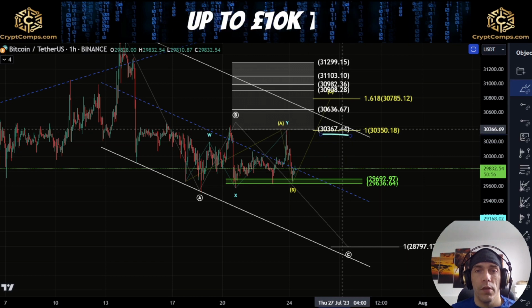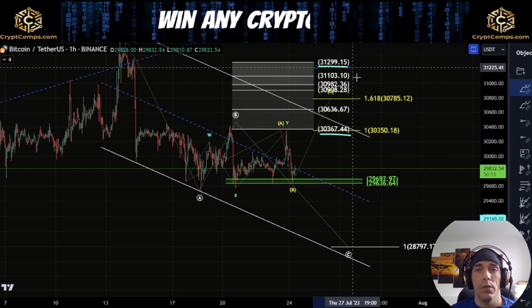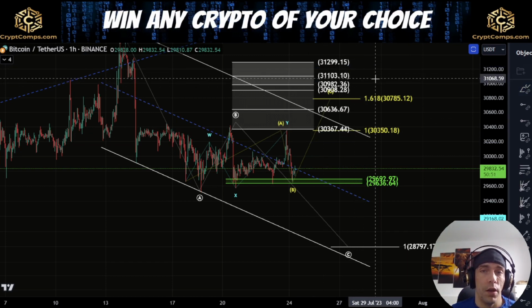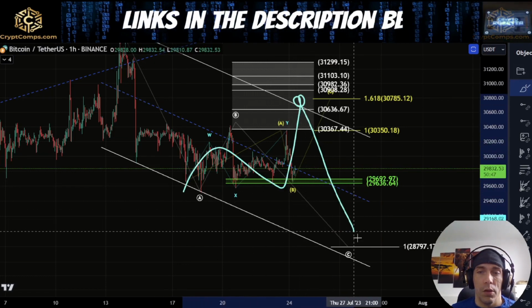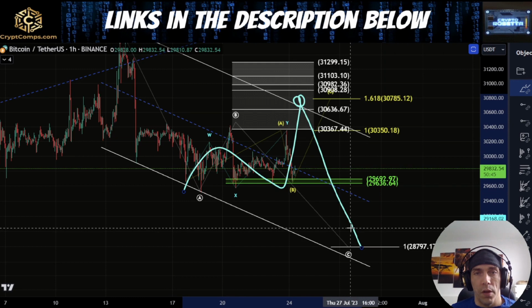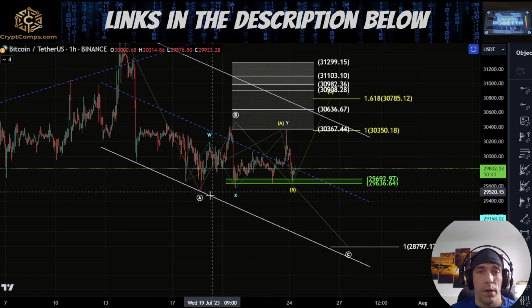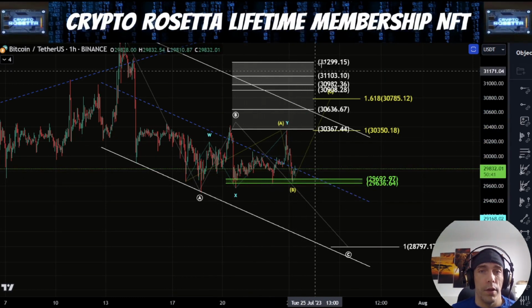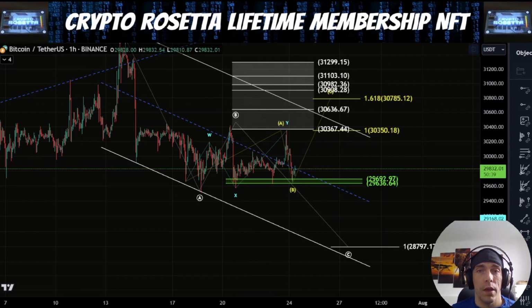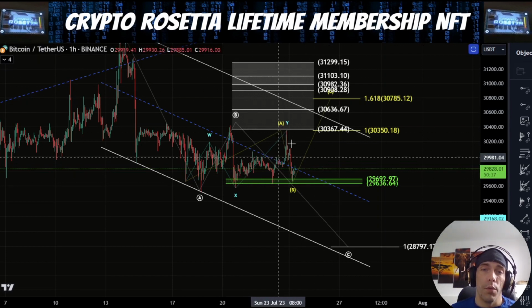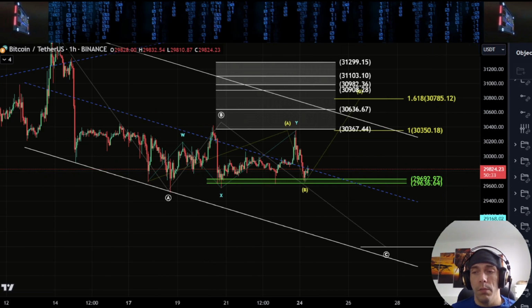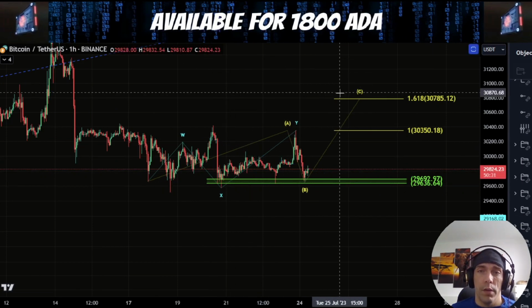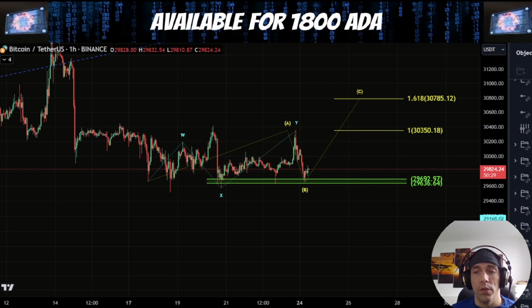So between this 30,367 to this 31,299, if we see three waves up here, we need to be very cautious that we could still see this C wave come down at a later point. If we fail to do that and we actually start to develop impulsively to the upside, we do have another count where we could be looking for a break to the upside. Within this count, we can argue that we could be getting something like a diagonal over here as well. That is also a possibility.